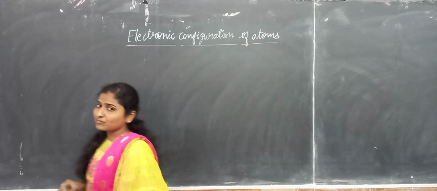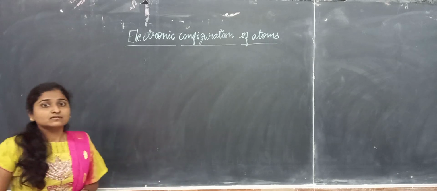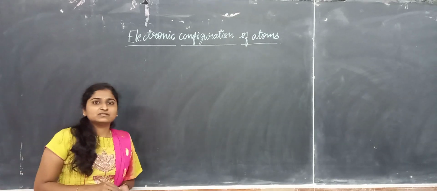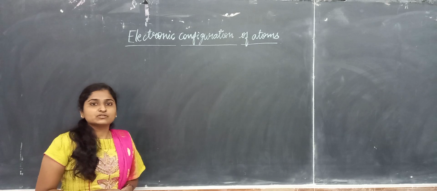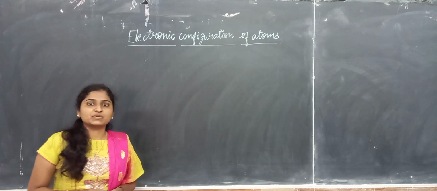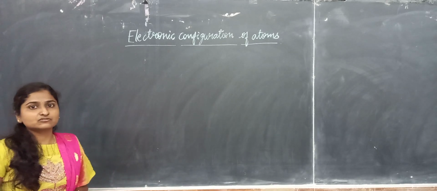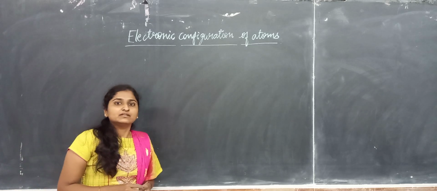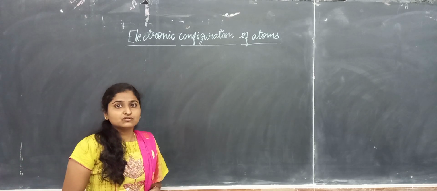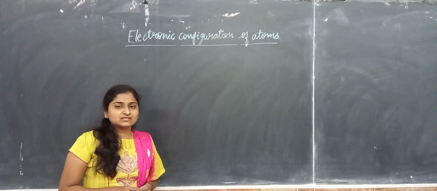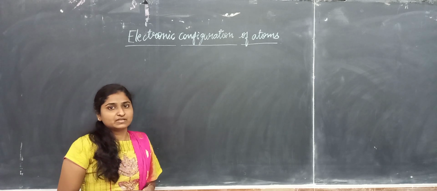We will be discussing the electronic configuration of atoms and anomalous electronic configuration. So electronic configuration is nothing but the distribution of the electrons into various atomic orbitals. That is what we call the electronic configuration.